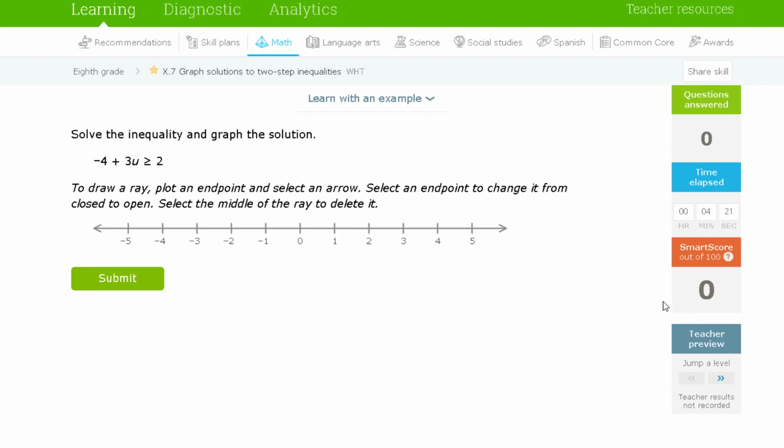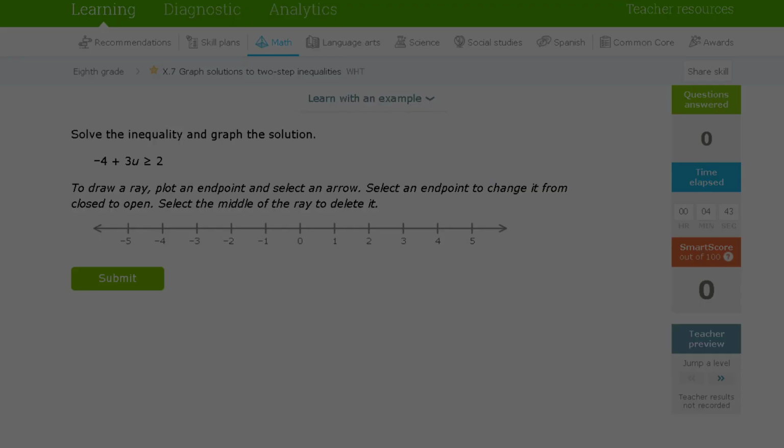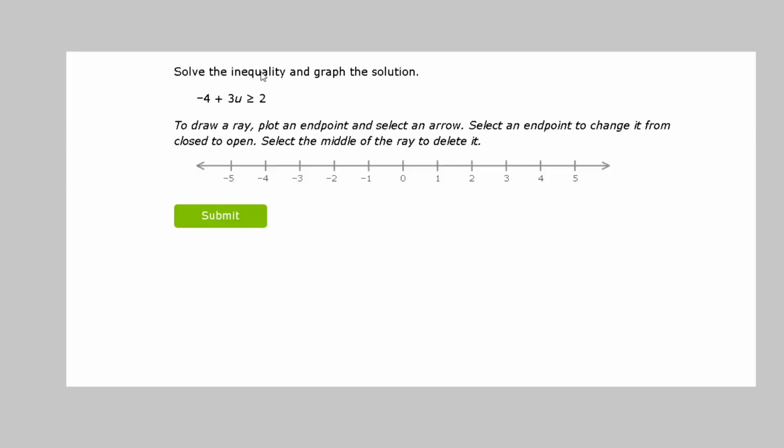Good morning, everybody. So today we're going to continue working with inequalities. We're going to wrap up this week. We're going to do two-step equations now, just for more practice with them, and also working on the small differences there are with inequalities. So let's take a look at this first example I have up here on the screen.